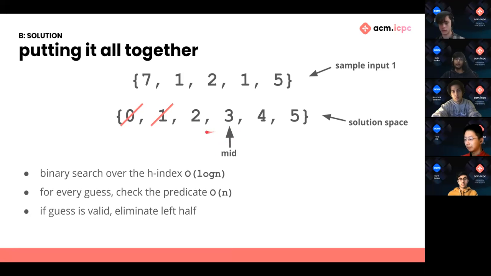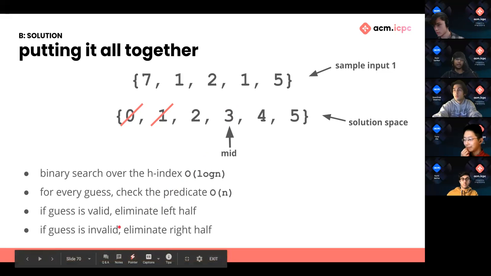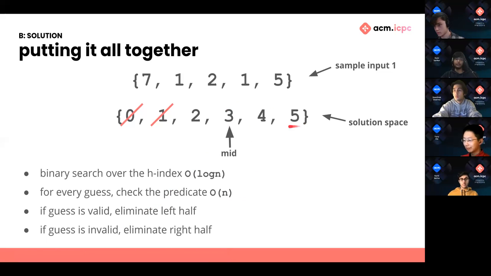The next step, we find the middle again. This time it's index 3, so element 3. And now we once again check the predicate. And this is again order of n. But this time 3 is not a valid h index. So we can actually realize that 3 can be crossed out. But more specifically, if a guess isn't valid, then the entire right half can be eliminated.